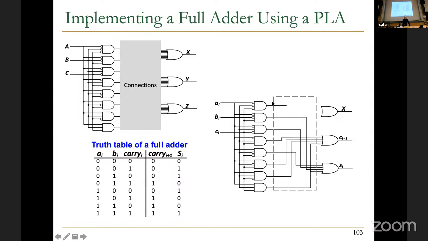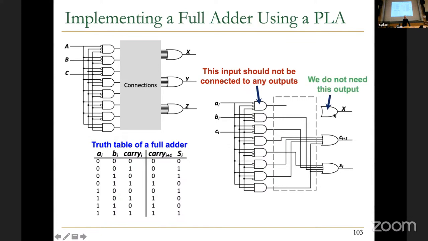You connect the outputs of the AND gates that correspond to min terms that should be included in the carry versus sum. And this output is not used because a full adder only requires two outputs, right? So this input is not connected to any of the outputs because for none of the outputs is the min term zero used, as you can see. Min term zero is always zero, leading to a zero output for any of the outputs. And we do not need this output because, as I just said, we need two outputs. Okay, so hopefully this is clear.